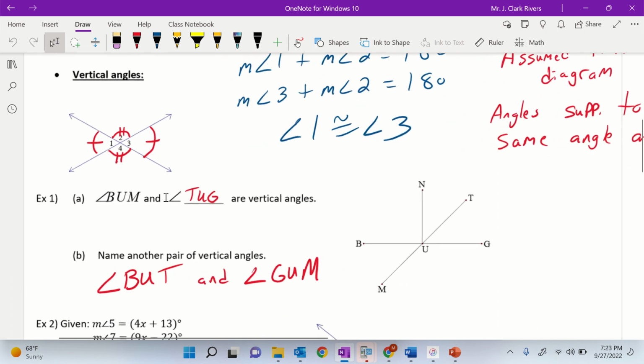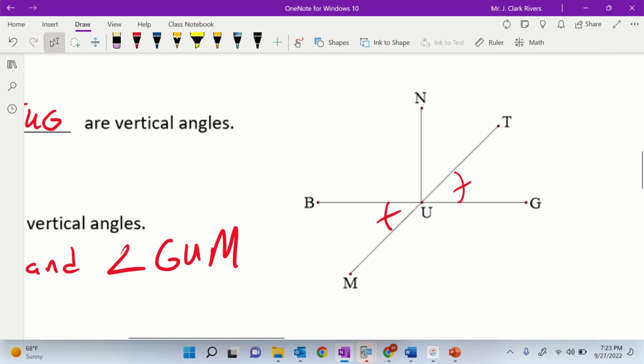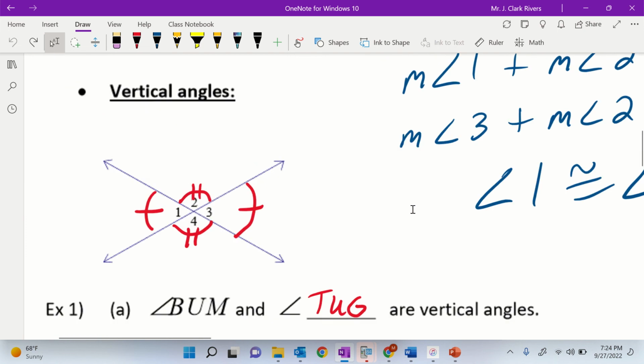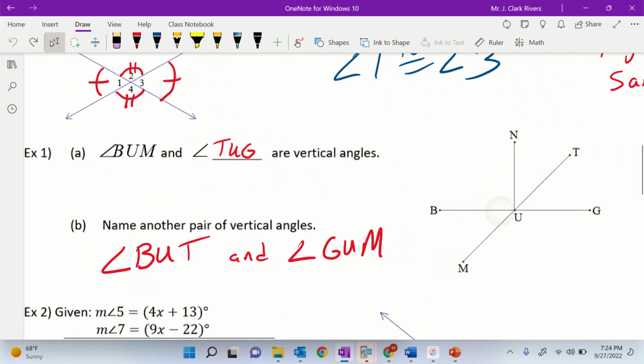So in example 1 here, angle BUM is this angle right here, is congruent to angle TUG, which is that angle right there. Sometimes it's not super clear. So if you can create the X shape by extending out these lines, this is where OneNote really comes in handy sometimes. You can see very clearly BUM and TUG are opposite one another. So that one's a pretty clear one, but it's not always super clear.